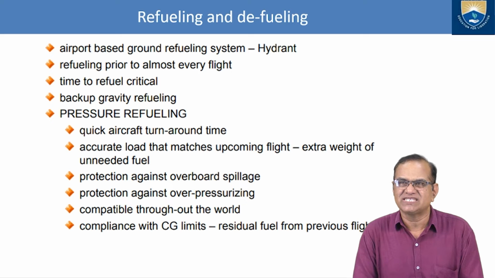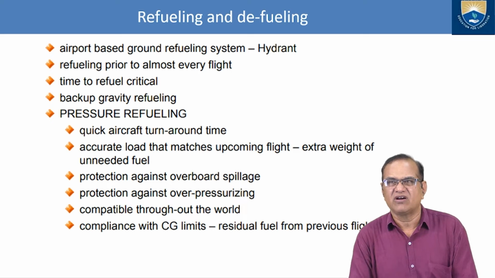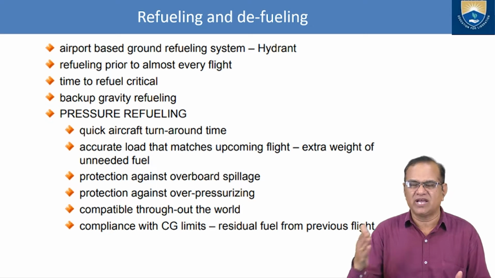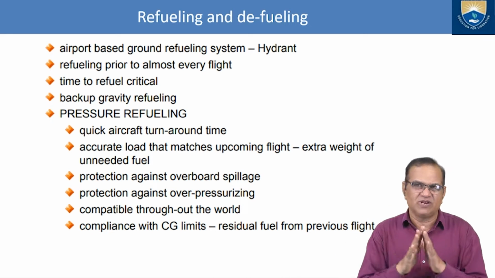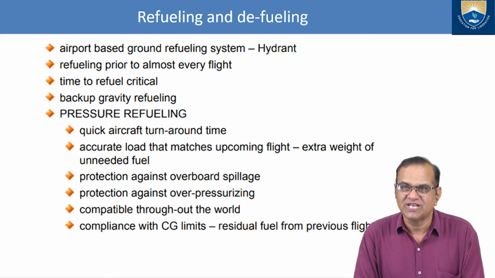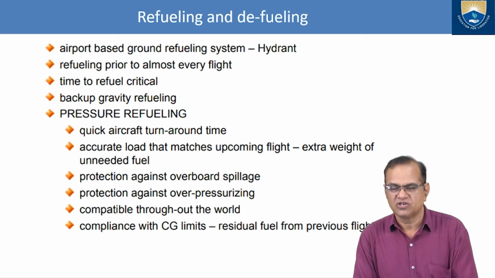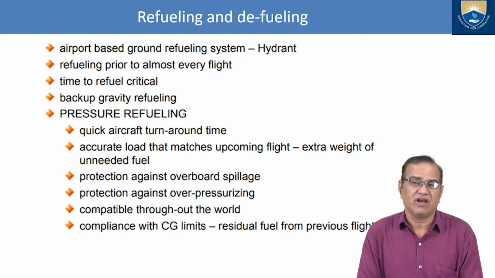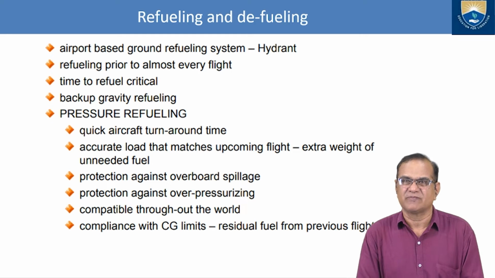Accurate load that matches the upcoming flight, avoiding extra weight of unneeded fuel. In this, we work out how much fuel we need from one place to another, keeping emergency fuel in mind, and we fill that much amount of fuel. Protection against overboard spillage: it also makes sure fuel is not leaking onto wings or other places, otherwise it would create a risk of fire that we have to avoid. This can be achieved by using the pressure refueling system.